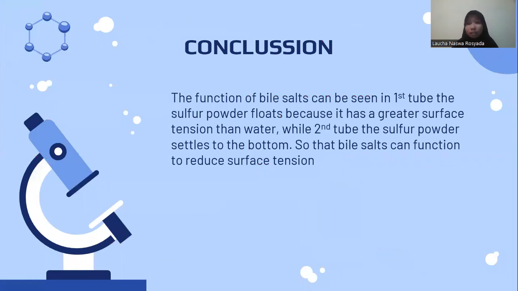Okay, in conclusion, the function of bile salts can be seen in the Hay test. In the first tube, the sulfur powder floats because of the surface tension of the water, while in the second tube the sulfur powder settles to the bottom, so bile salts function to reduce the surface tension.